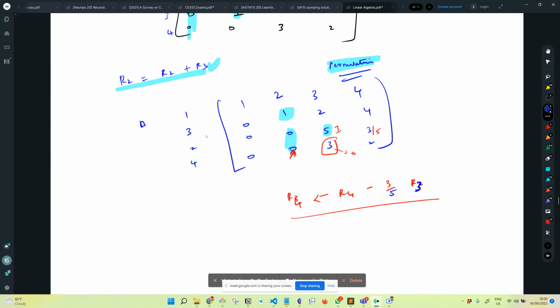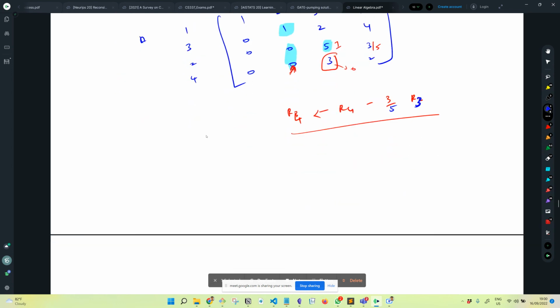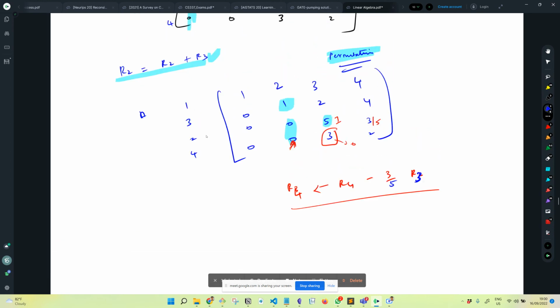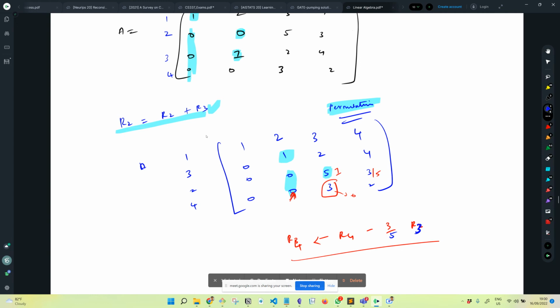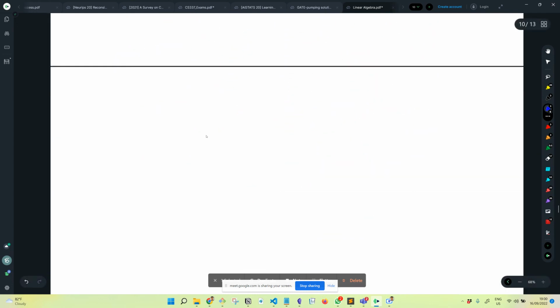Is there any doubt so far? Yeah. So then I assume that if I give you any matrix, you will be able to convert it into row reduced echelon form, right? There is no doubt in applying these three operations, right? Or do you want me to quickly revise before we end the session? Okay.